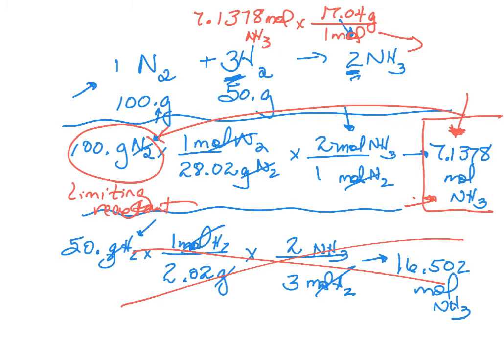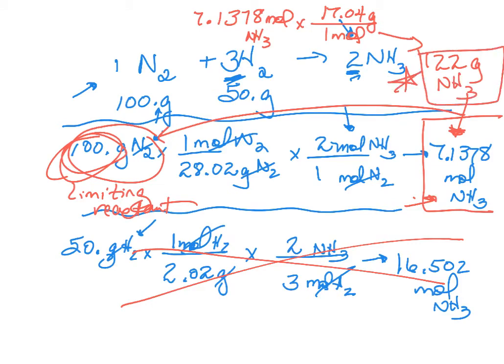So 7.1378 times 17.04. Right, so the theoretical yield, and now I'm going to round it to 3 sig figs because that's what I started with. Theoretical yield is 122 grams of NH3 can be made. That's the theoretical yield. Remember, the theoretical yield is the amount that can be made by the limiting reactant.